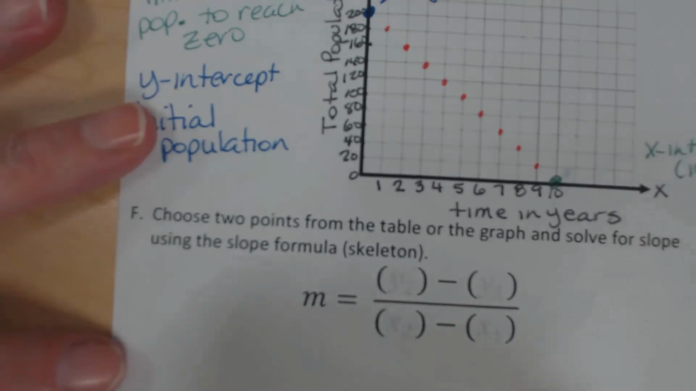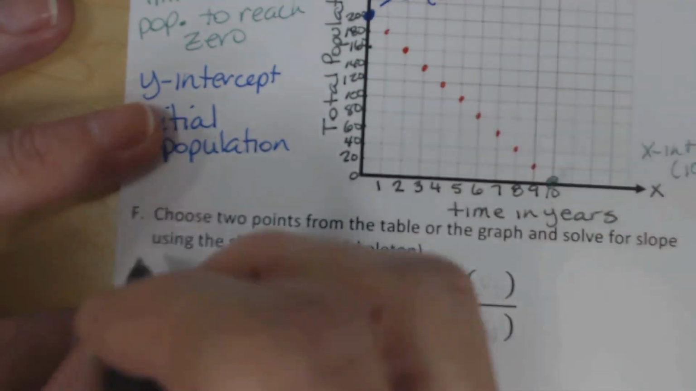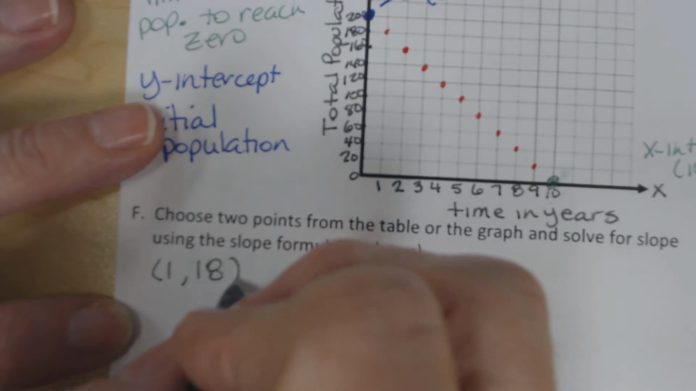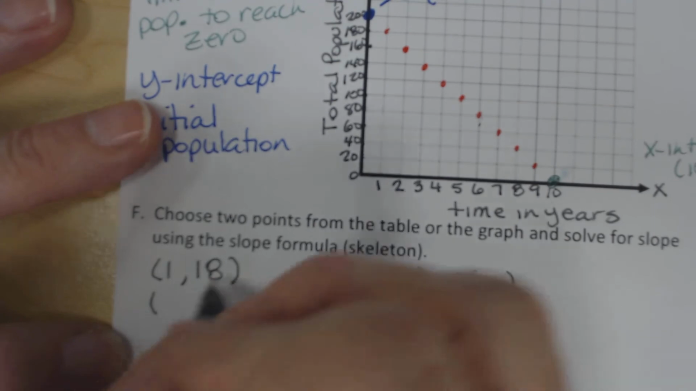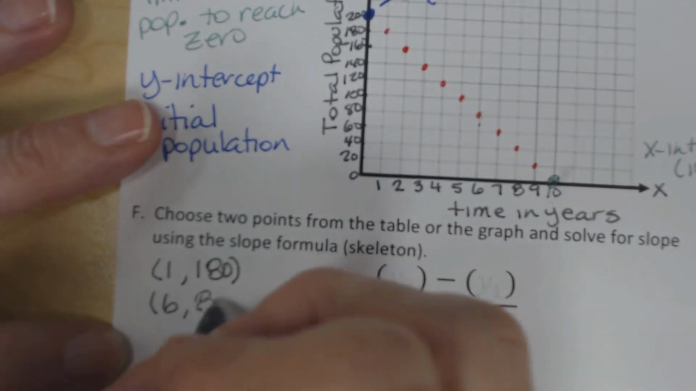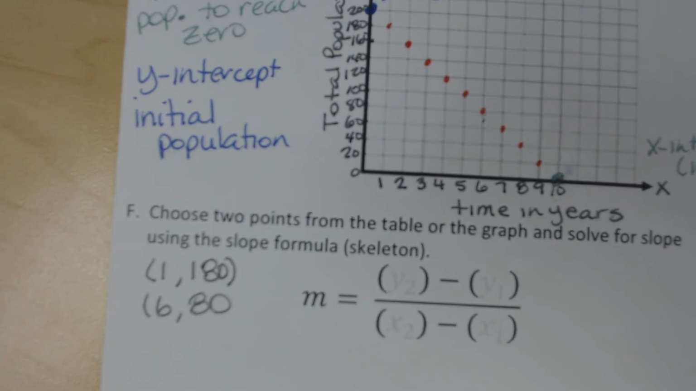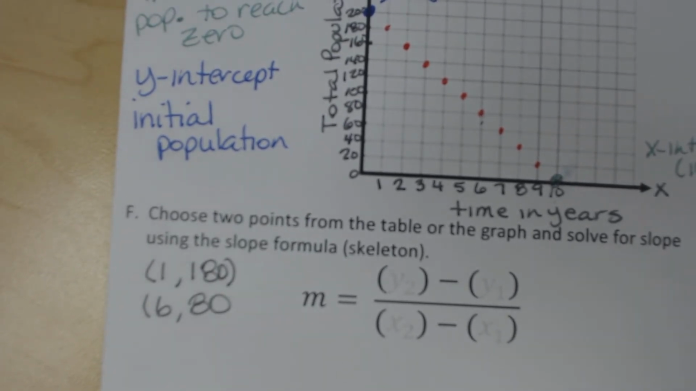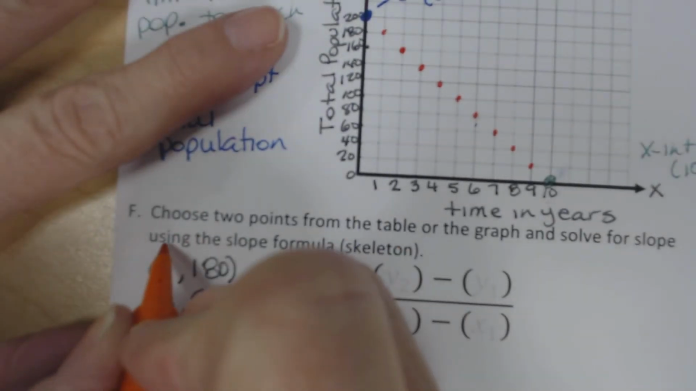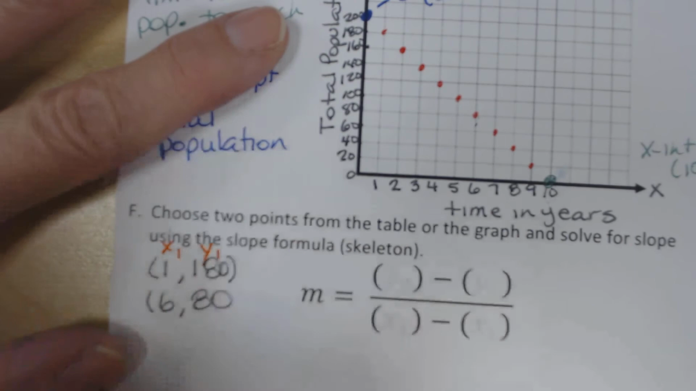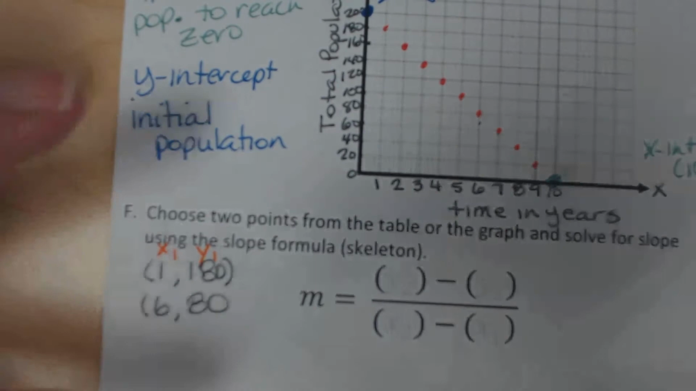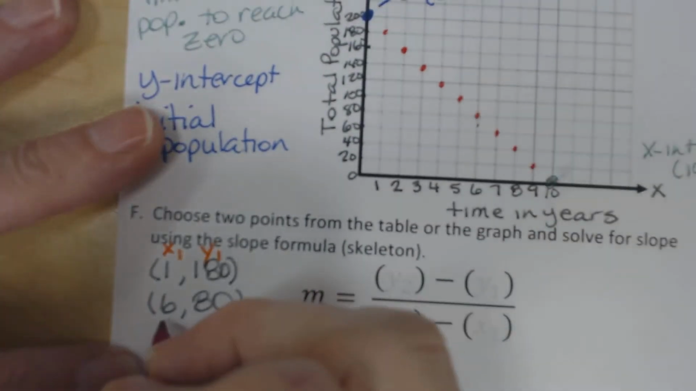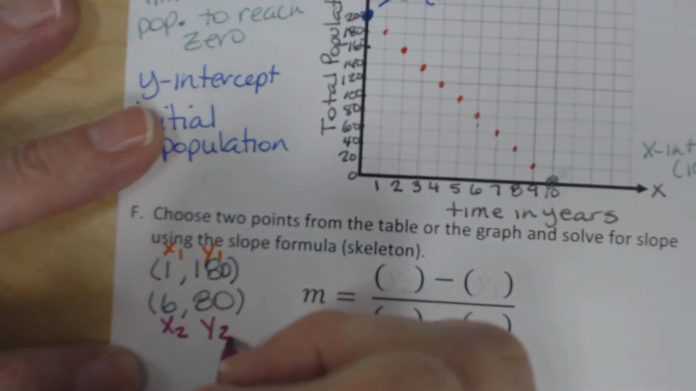So I'm going to go ahead and choose this point here, which is 1, 180, and I'll choose this point here, which is 6, 80. So what I have to do first is identify the x sub 1, y sub 1, x sub 2, y sub 2. So this is my first point, so I'm going to call this x sub 1, y sub 1. And this bottom one is my second point, and so I'm going to label that x sub 2, y sub 2.